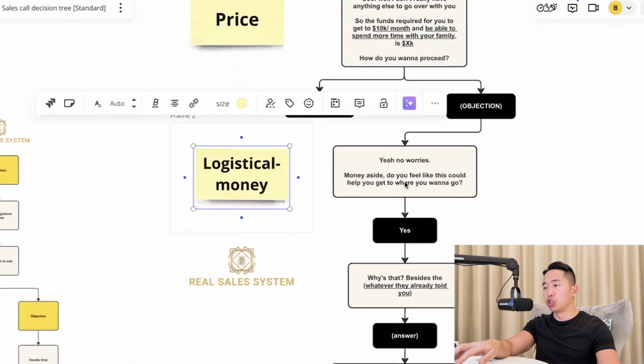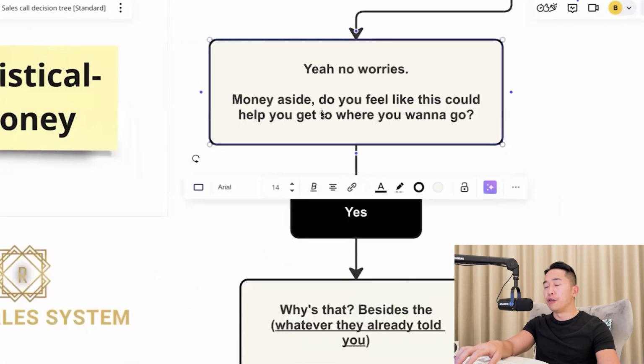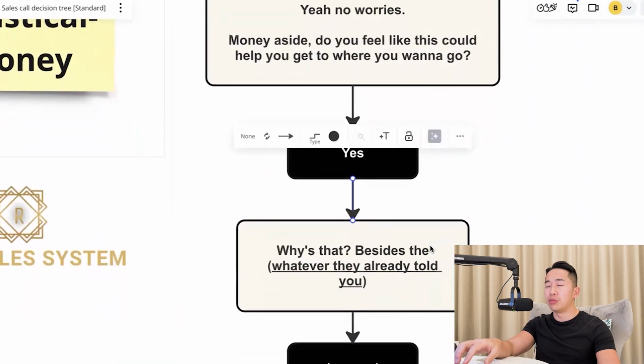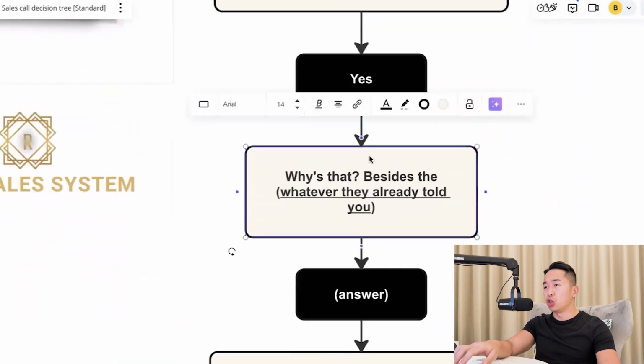All right. So logistical money first, and if you've done the discovery and the pitch correctly, they're going to say, well, do you feel like this could help you get to where I want to go? They say yes. If they seem hesitant, it means that you either messed up something on the pitch or the discovery. After that, you go, well, why is that? Besides whatever they mentioned before.